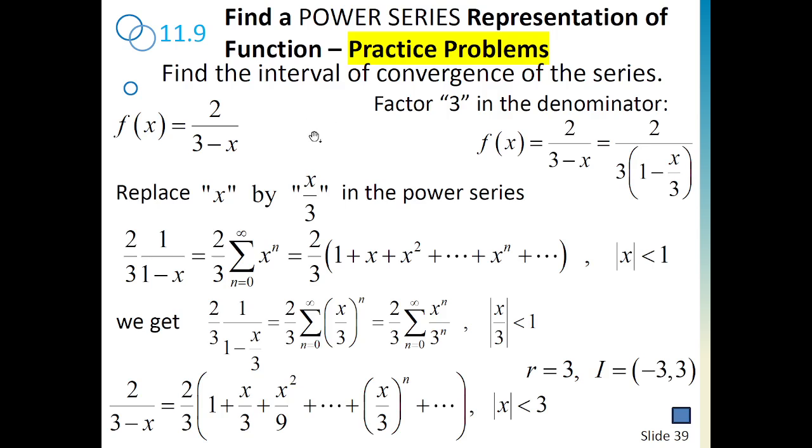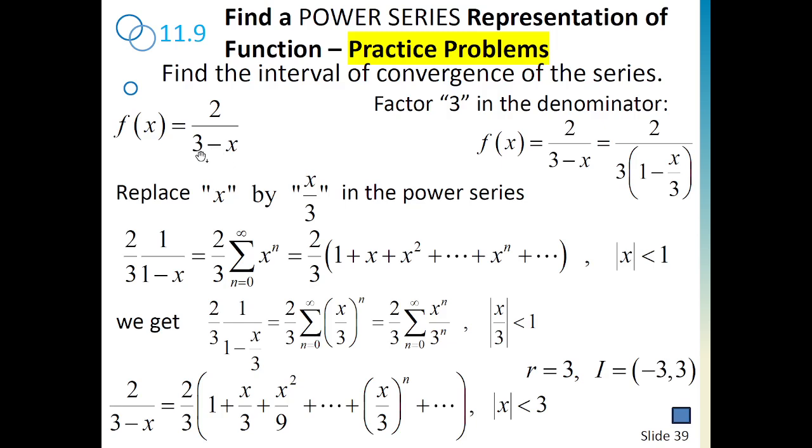So what we know is that 1 over 1 minus x is equal to the sum of x to power n starting from 0. How do we write this in a way that we can exploit this result that we already know? So the 2 is not an issue. We'll multiply everything by 2, so that's not a problem. So here we have 3 minus x. We know 1 minus x.